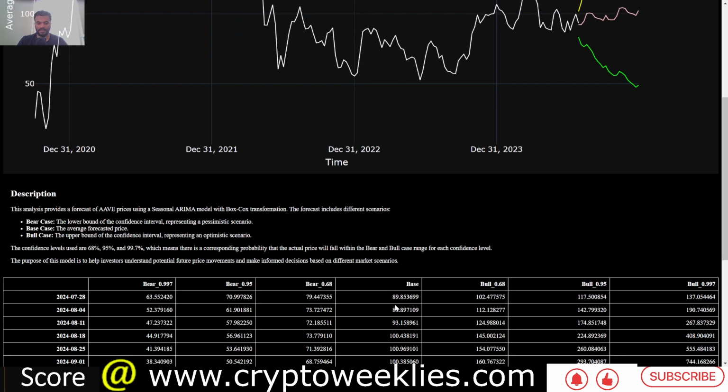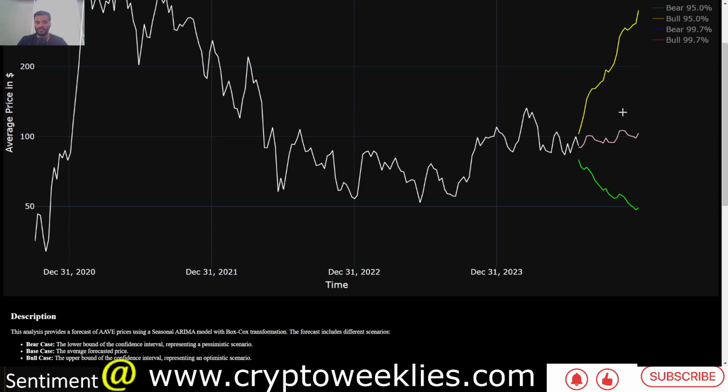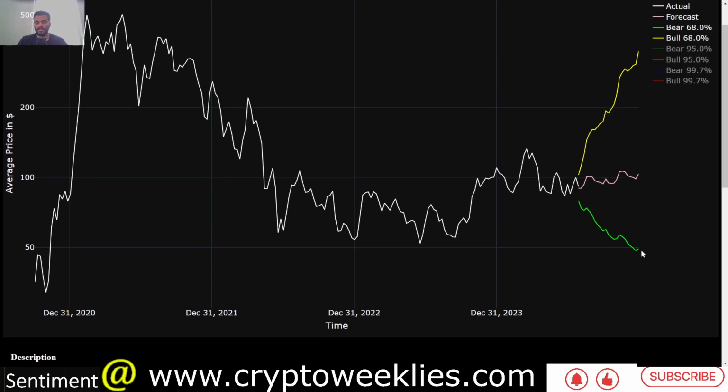That's why we have a tabular view of this AI based forecast. Similarly, the bear case scenario, how low can the prices go?